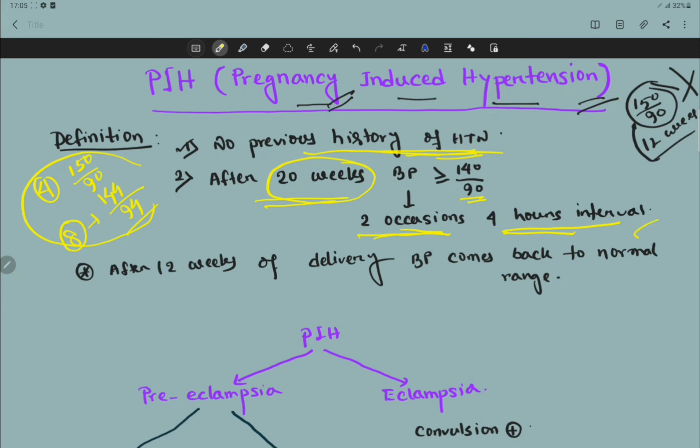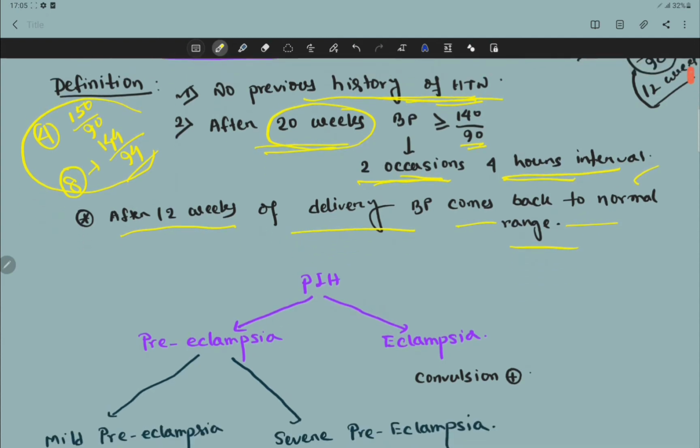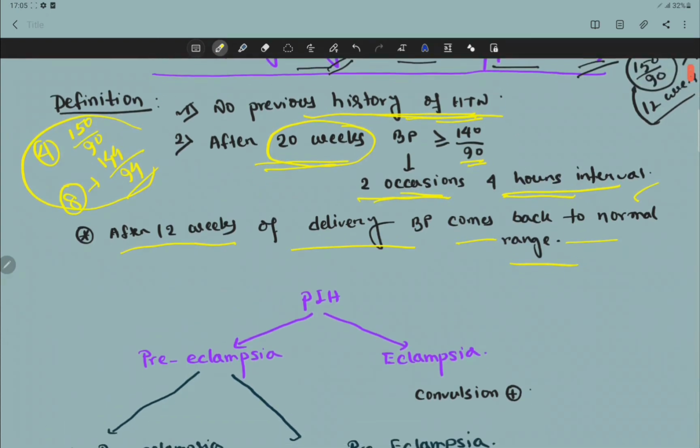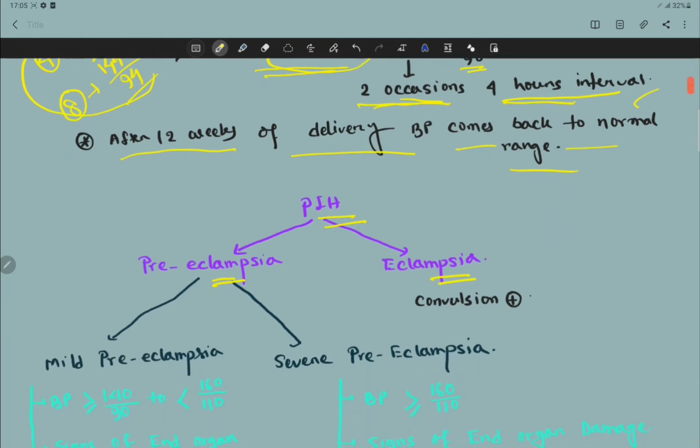Okay, there is one thing: after 12 weeks of delivery, her BP becomes normal. After that, we classify this pregnancy-induced hypertension into two types. Number 1, preeclampsia, and number 2, eclampsia.